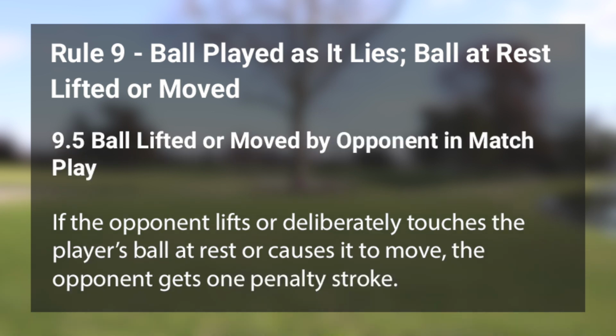Now 9.5 talks about lifted or moved by the opponent in match play. So when lifted or moved, ball must be replaced. Penalty for lifting or deliberately touching or causing the ball to move. It just kind of covers everything you need to know if somebody else touches your ball during match play.